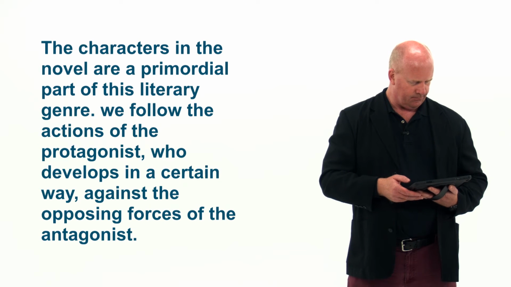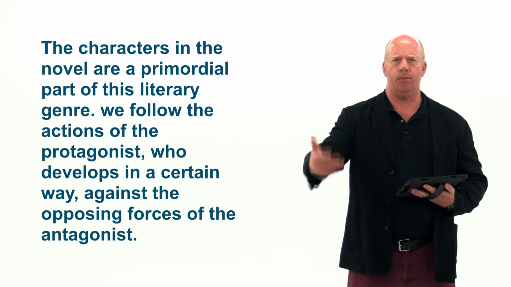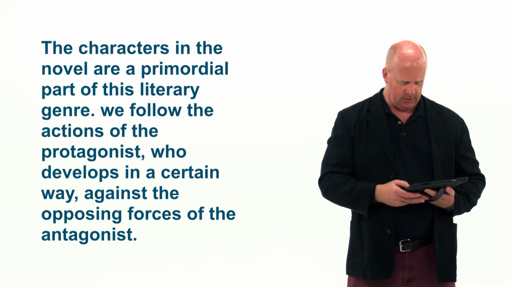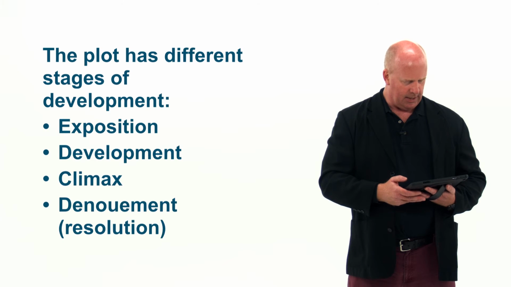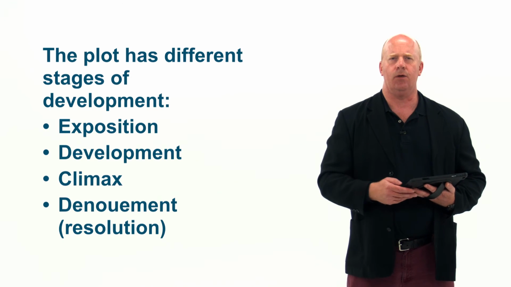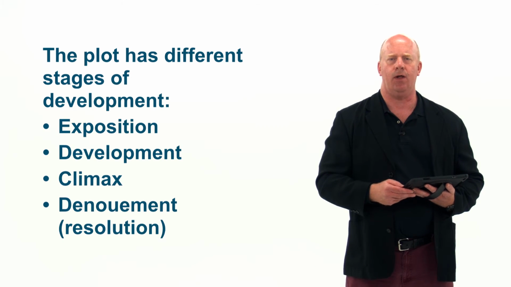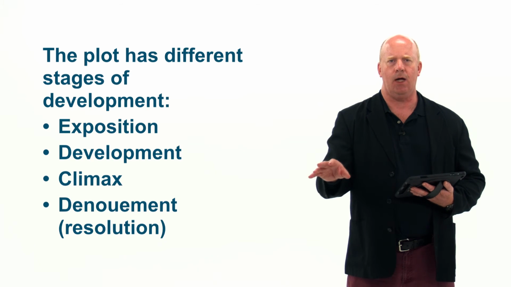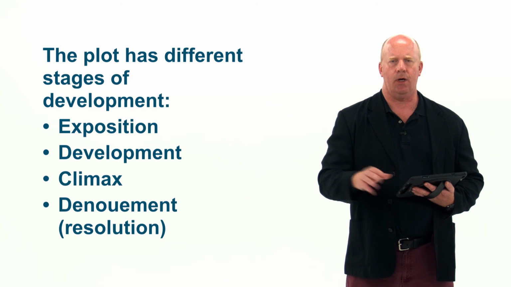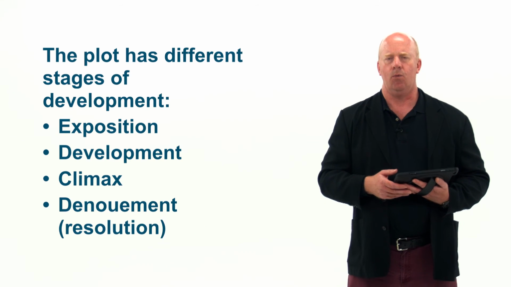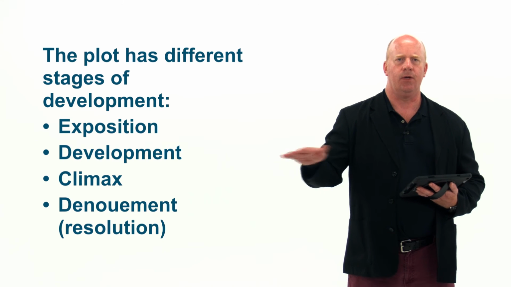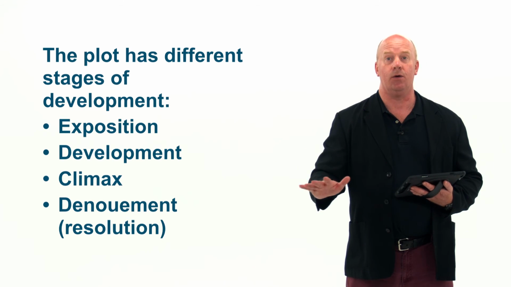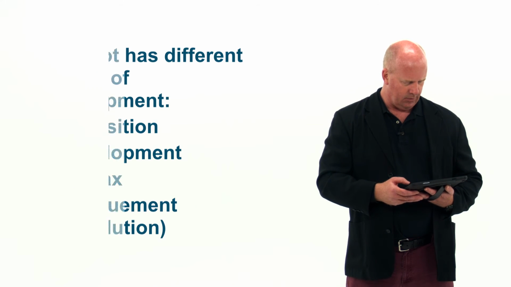So the characters are going to be the protagonist, the main character who is pushed along, and the opposing forces would be seen in the antagonist. And then as we move along with the plot here, it's got different phases of development. I think I mentioned this quickly, but you've got an exposition, a development, a plot, and a denouement, which is French for untying, which is sometimes another word used for the resolution. And this is a general plot and the stages of development in a regular short story or novel.